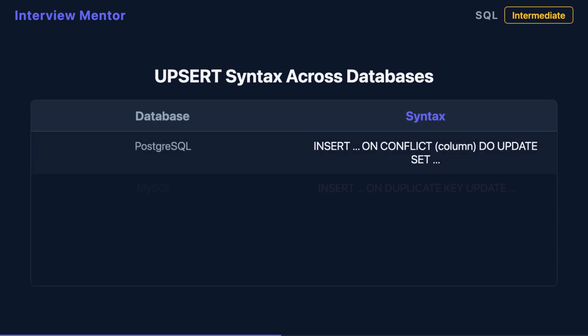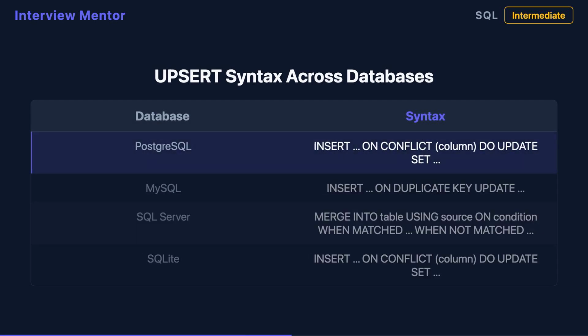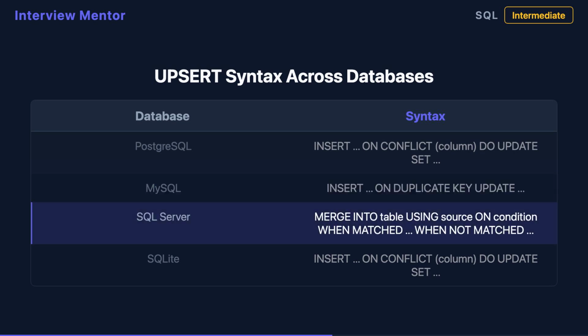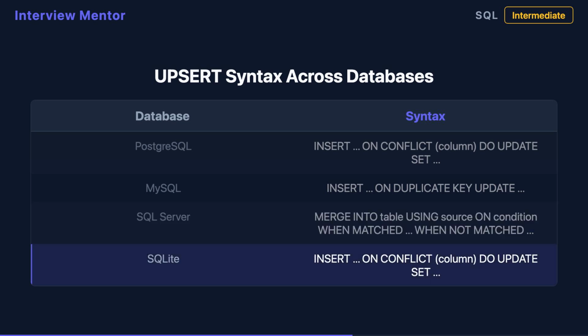The syntax varies by database. In Postgres, you use insert followed by on conflict do update. MySQL uses insert followed by on duplicate key update. SQL Server uses the merge statement. All three accomplish the same goal, insert or update depending on whether a conflict exists.